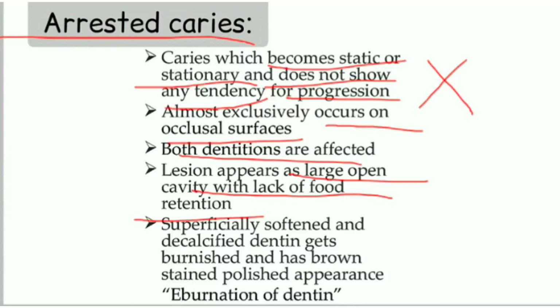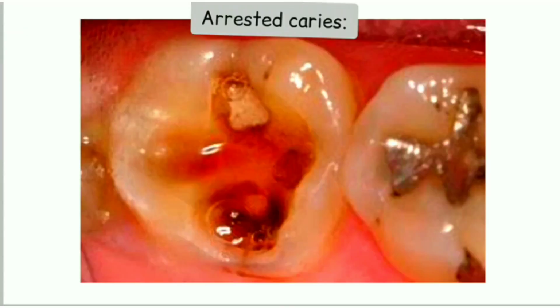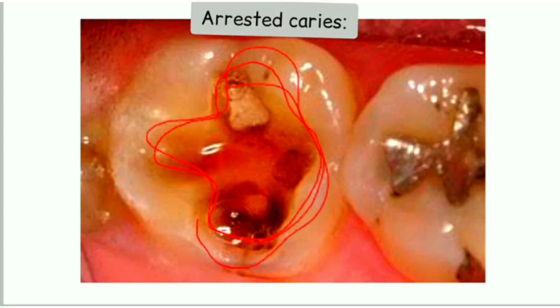Superficially softened and decalcified dentine gets burnished and has a brown stain polished appearance called hibernation of the dentine. So because the dentine gets exposed into the oral cavity, it gets brown stained, and this is called hibernation of the dentine. Now you can see this large occlusal carious lesion which has become arrested because there is no more food lodgement and lack of food retention over this lesion.